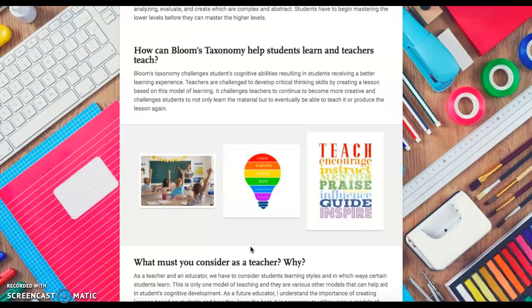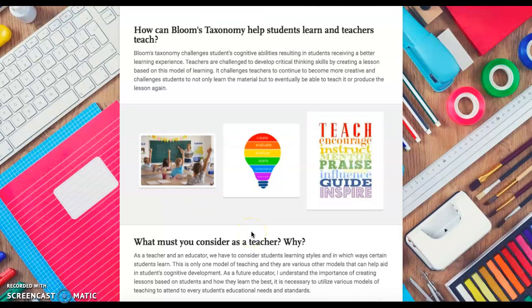So how can Bloom's taxonomy help students learn and teachers teach? Bloom's taxonomy challenges students' cognitive abilities, resulting in students receiving a better learning experience. Teachers are challenged to develop critical thinking skills by creating a lesson based on this model of learning. It challenges teachers to continue to become more creative and challenges students to not only learn the material, but eventually be able to teach it or produce the lesson again.